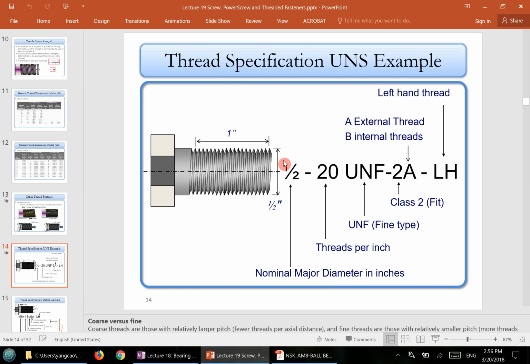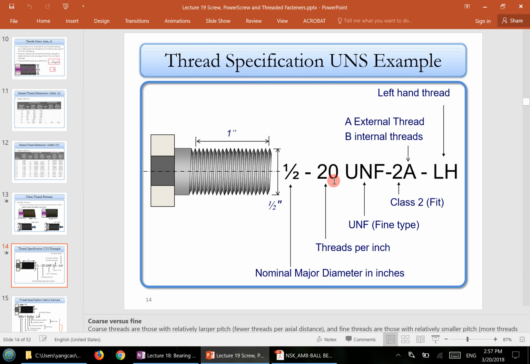If you look at this example here, this is basically a UN standard profile, and it shows 1/2-20 UNF 2A and LH. So the first number here is called the major diameter, so that's basically 0.5 inch as the major diameter. And the second number here is called threads per inch. So 20 threads per inch basically means what would be the pitch for the thread here.